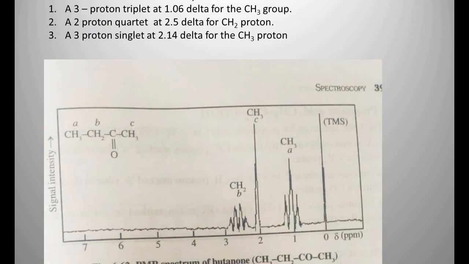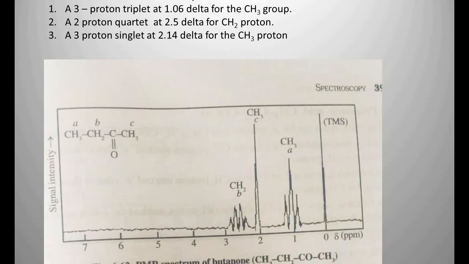The next PMR spectrum is of butanone. Butanone has 3 different types of protons: CH3, CH2, C double bond O, CH3. So 3 different types of proton, and one by one we have to discuss. Next, on the right side is TMS at delta 0.